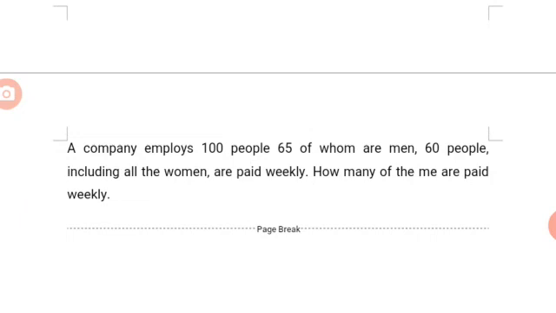Look at the assignment. A company employs 100 people, 65 of whom are men. 60 people, including all the women, are paid weekly. How many of the men are paid weekly? Is that clear? So that is the assignment I'm going to give you. So try as much as possible to solve the assignment.